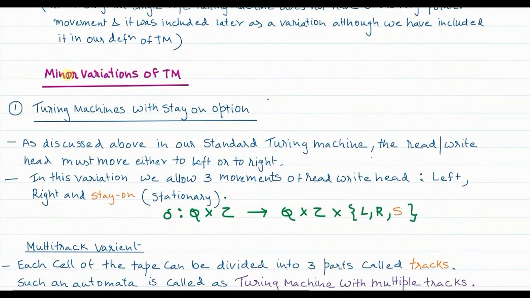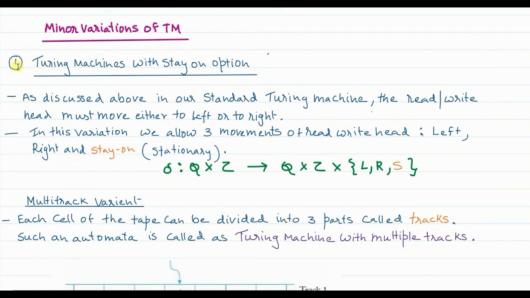So these are just minor variations of Turing machine. Whenever in an exam they ask you to design a Turing machine, you can definitely use even the stationary movement, like how I have been using it. Now we are simply categorizing the Turing machine with minor varieties. The first Turing machine is the machine with stay on option. Stay on means stationary movement option.